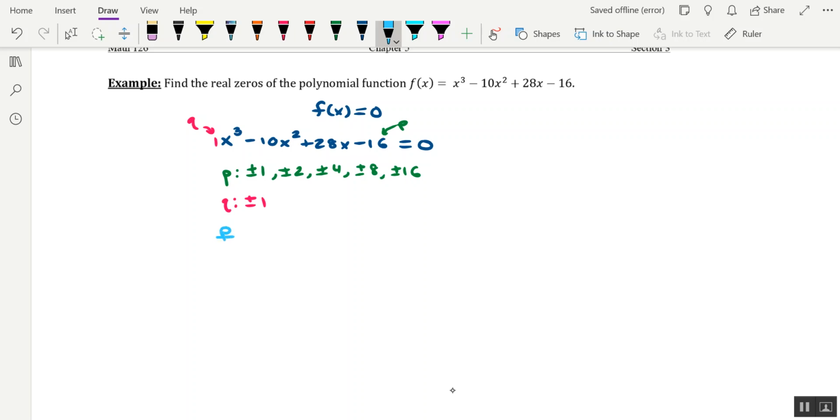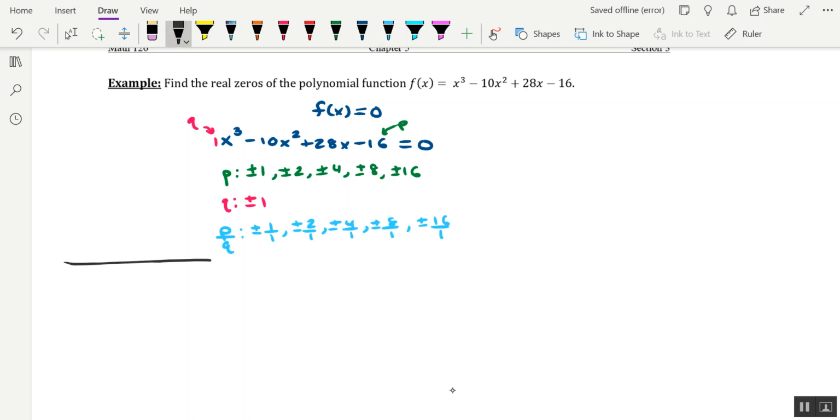So the potential rational zeros will be plus or minus 1 over 1, plus or minus 2 over 1, and so on and so forth. And you'll notice that this is the same list as p, just in fraction format, which tends to happen every so often. So if there are any rational zeros of this polynomial function, they're only going to come from this list.